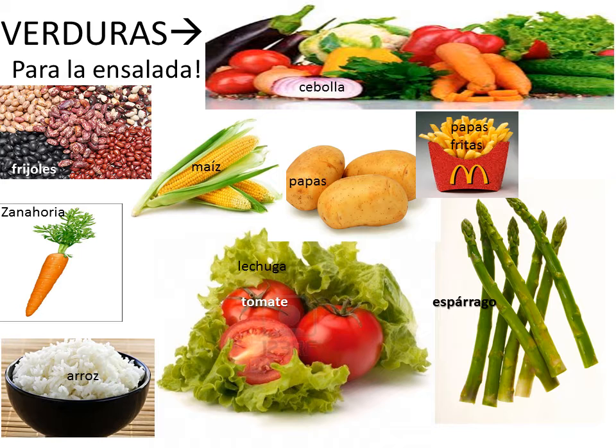We have onions, cebolla. We have beans, frijoles, corn, maíz, potatoes, papas, french fries, papas fritas, carrot, zanahoria, lettuce, lechuga, tomato, tomate, asparagus, espárragos, and rice, arroz.